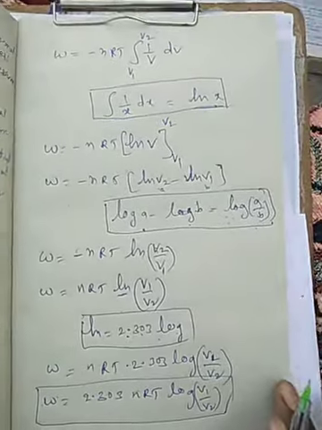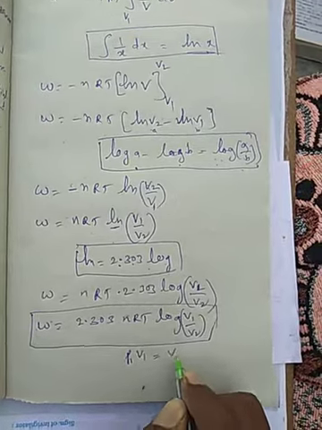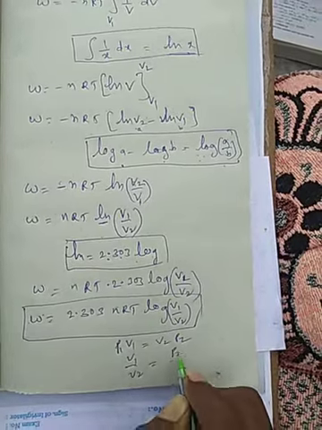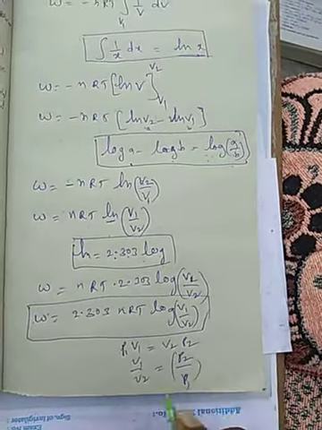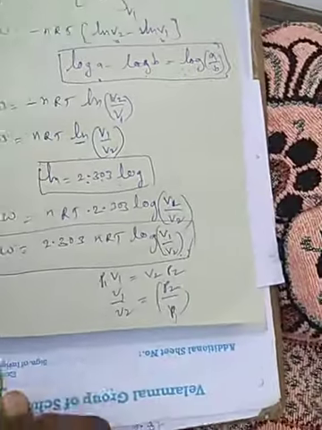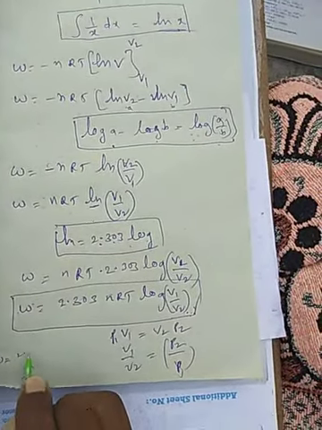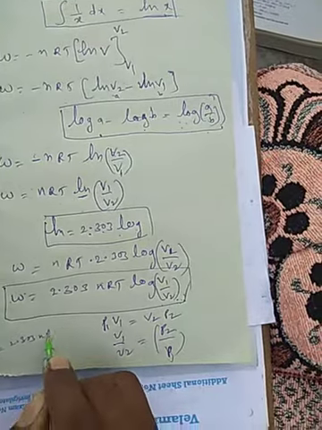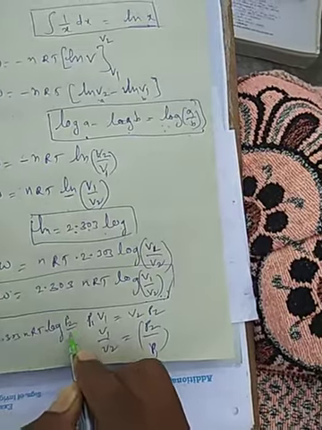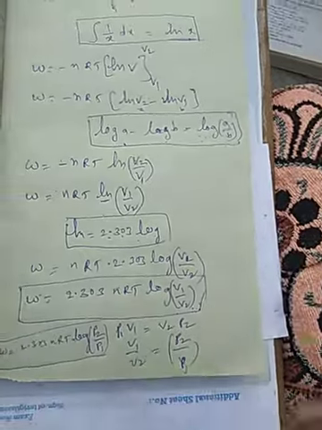Now we know from the ideal gas equation P1 V1 is equal to P2 V2, so V1 by V2 is equal to P2 by P1. If you substitute this value in this equation, we get W is equal to 2.303 nRT log P2 by P1 also. This is also one more equation.